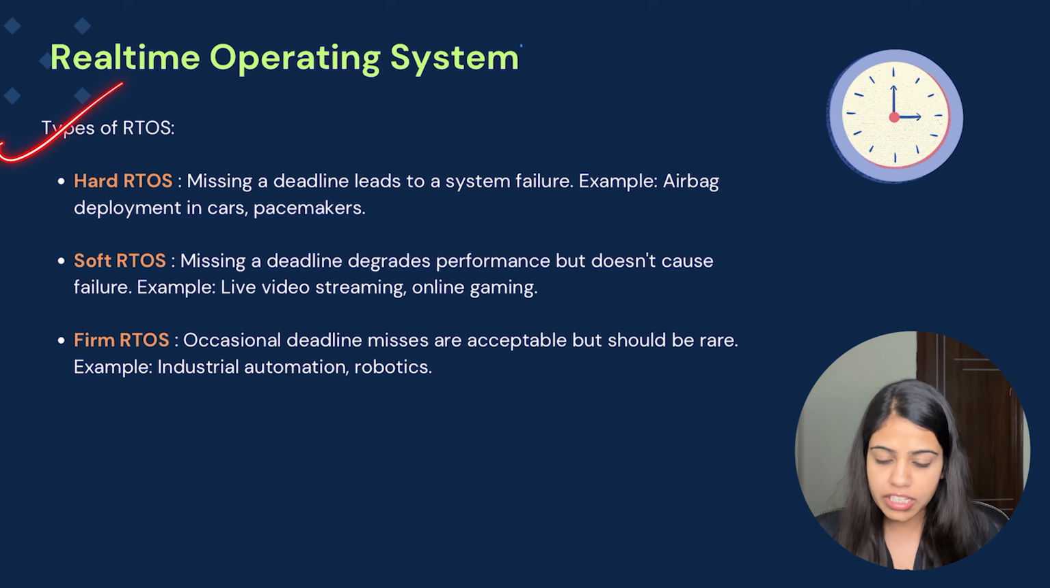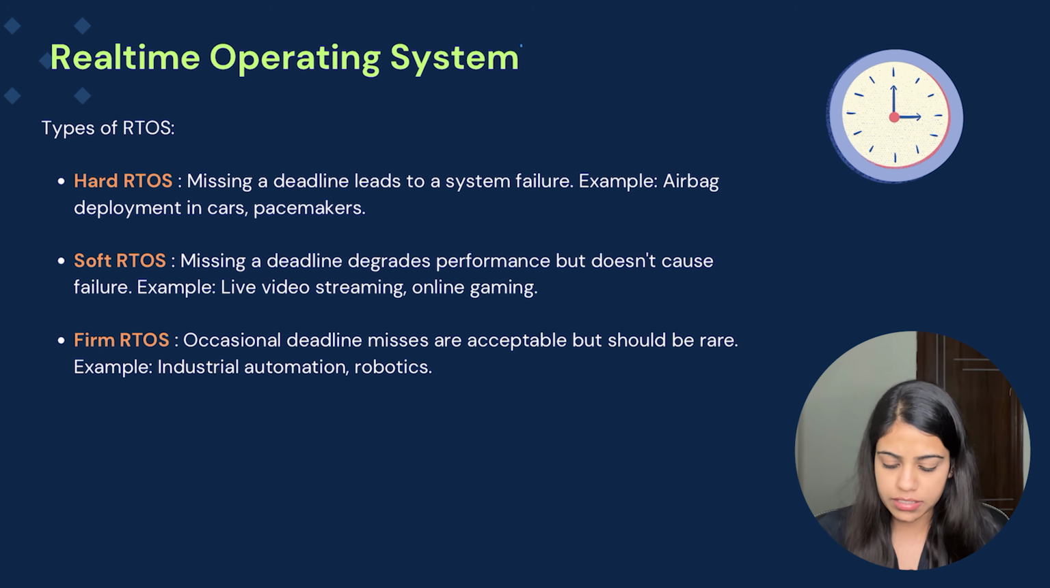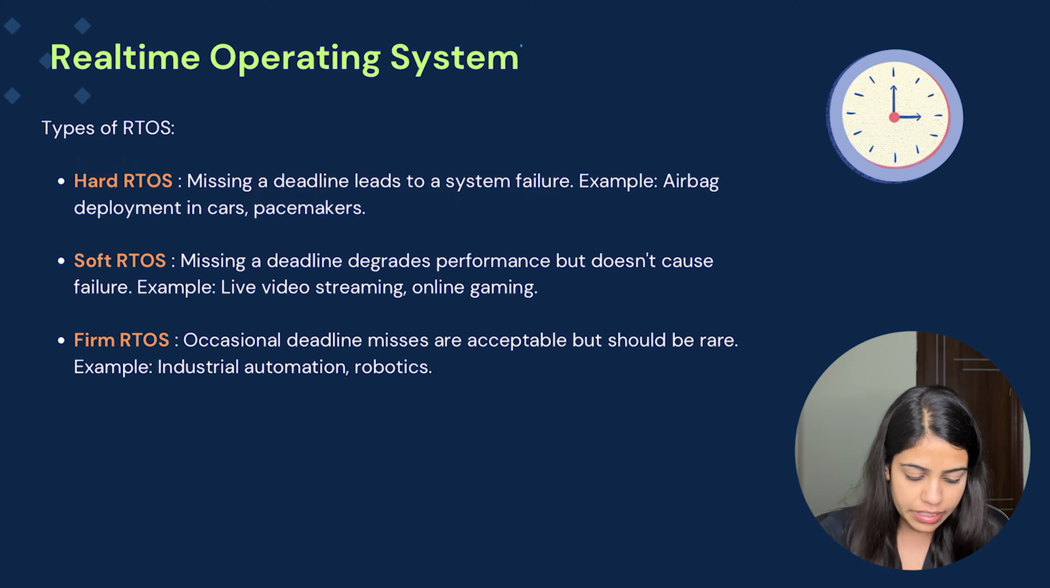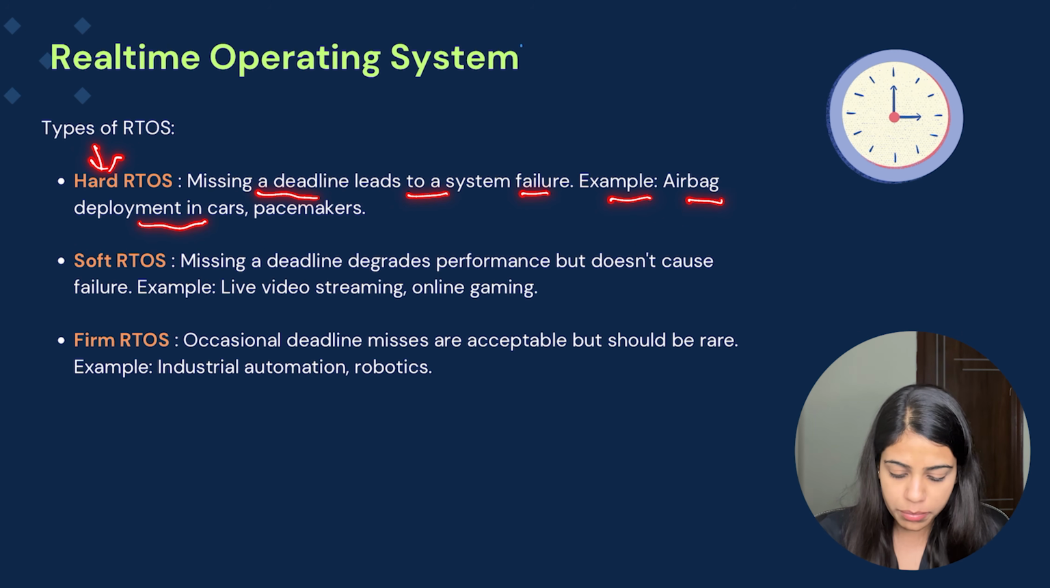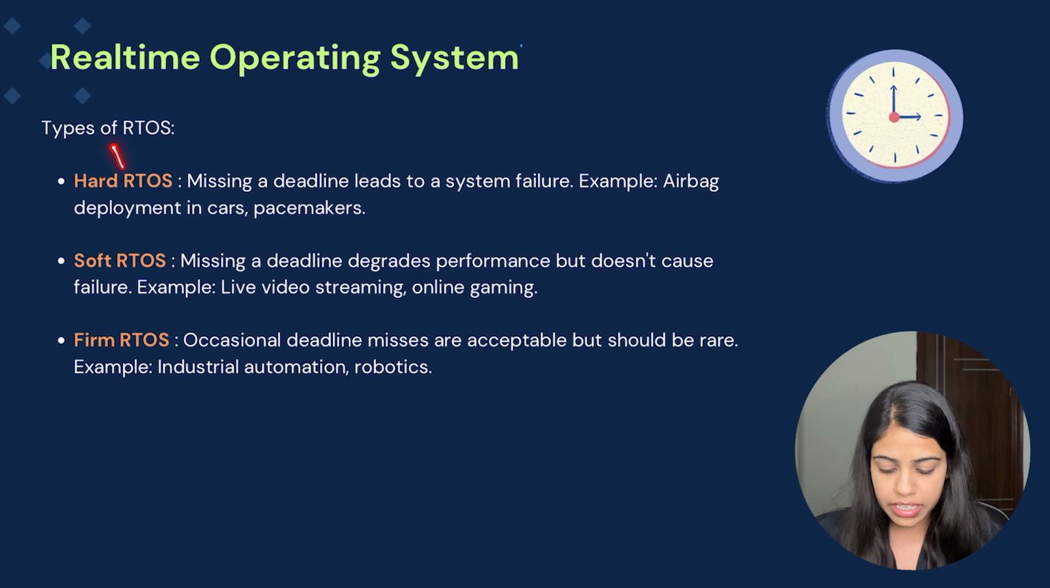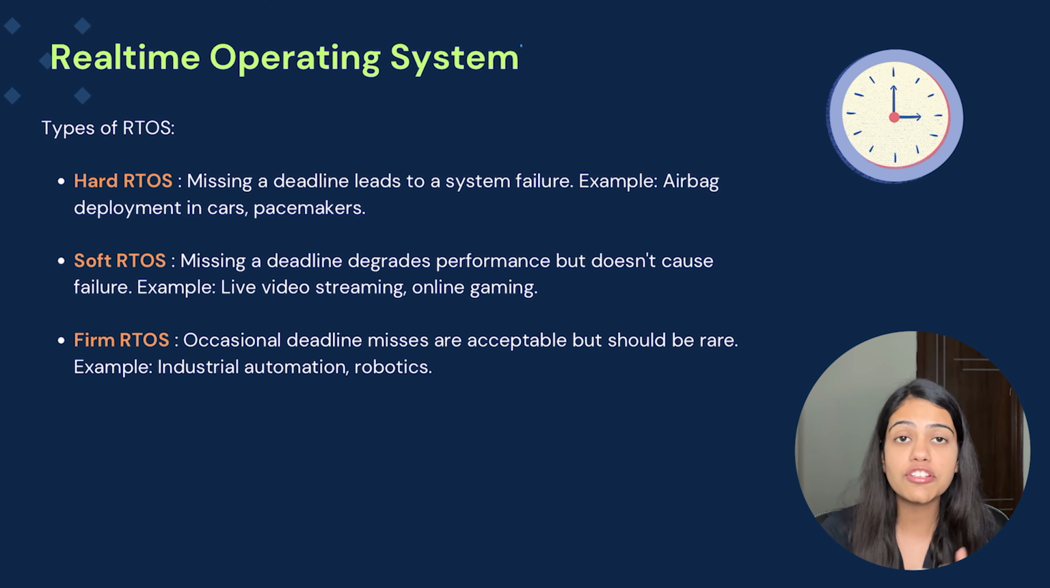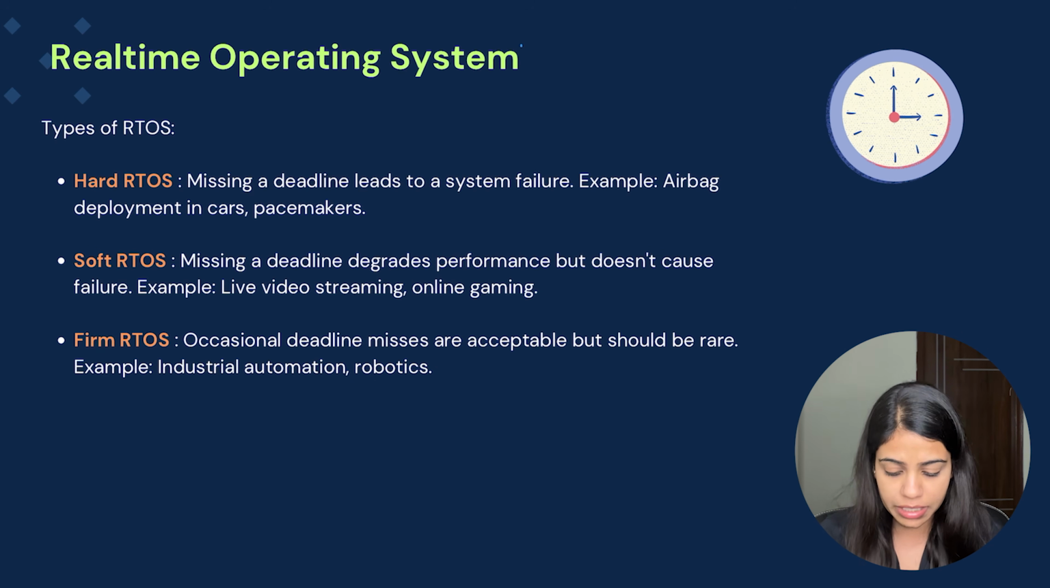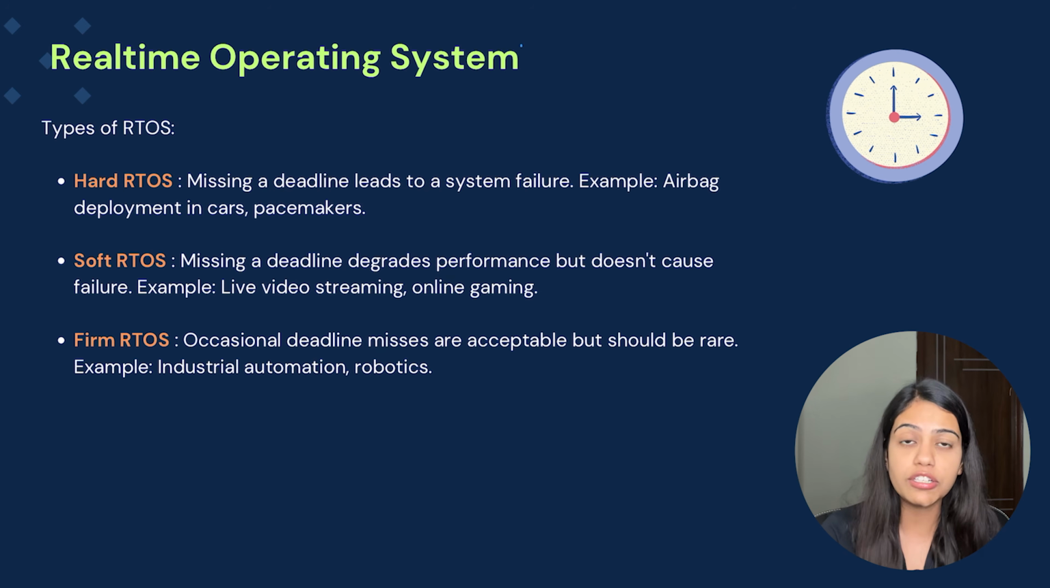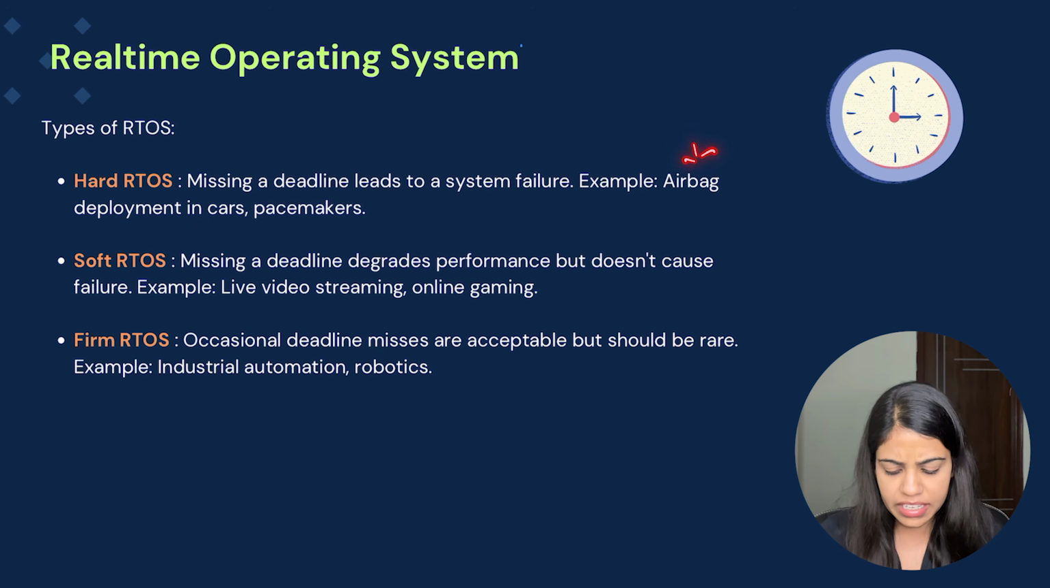So let's learn about the types of real-time operating system. The first one is the hard real-time operating system. As the name suggests, hard, missing a deadline leads to system failure. Example, airbag deployment in cars or pacemakers. So here the deadline is very strict. It needs to be completed within a given interval of time. Missing a deadline can lead to a system failure. The examples are the airbag deployed in a car, or pacemakers.